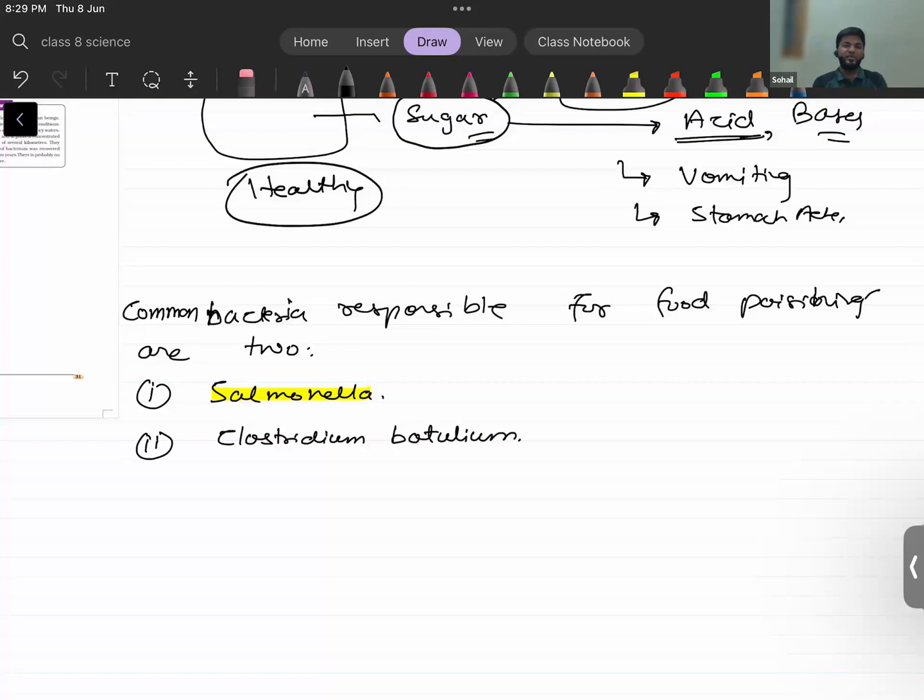Or food can be prevented from bacteria by deep freezing also, right? Or it can be preserved from bacteria by boiling also. Certain foods, by heating we can kill the bacteria present in them, right? Or if you add common salt in the food, it will not allow the growth of bacteria in it. Or let's say if you add oil also, what will oil do? Oil will basically cut the availability of air.